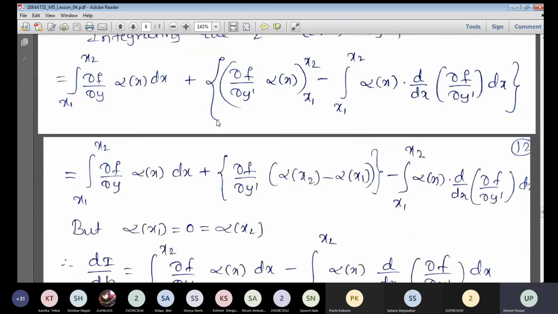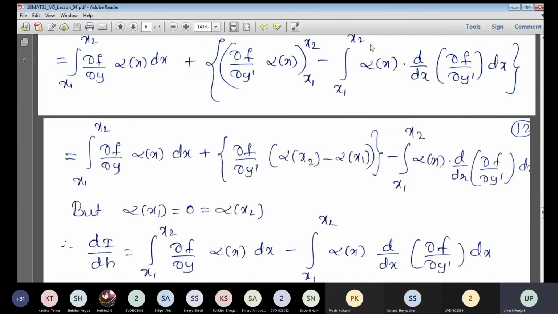Now this first term stays as it is: dou f by dou y dash into alpha x. We shall apply the limits x1 to x2. This x1 to x2 is for which variable? Only for the variable x, because you are going to integrate with respect to x. So dou f by dou y dash stays outside. In place of x, if you take the upper limit, you will get alpha of x2, minus, in place of x, if you take the lower limit, you will get alpha of x1. So dou f by dou y dash into alpha x2 minus alpha of x1, minus the second integral as it is: integration of alpha of x d by dx of dou f by dou y dash into dx.